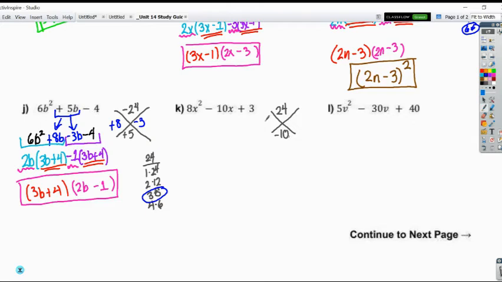That's going to have to be a negative 4 and a negative 6 for us there. So my middle term gets expanded. It's now a negative 4x and a negative 6x. Bring that 8x squared along, bring that plus 3 along, and we're going to have to group them.